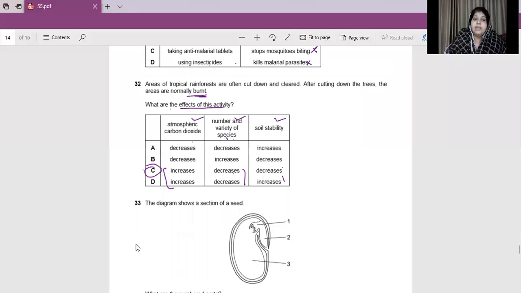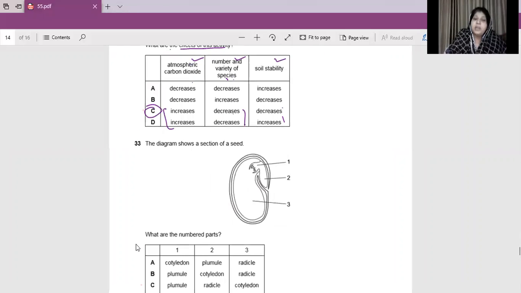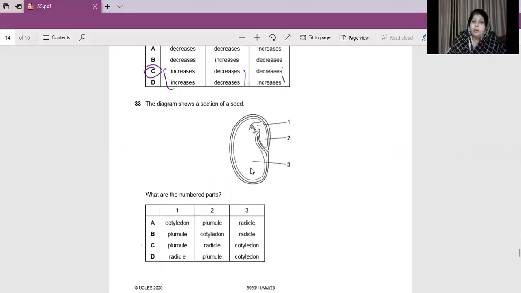The diagram shows a section of a seed. Three labelings are there. You have to find out. Number 3 is cotyledon. Something is going down, so it will be the root or radicle, and this is something that will turn into the plumule. So check this one. Number 3 is cotyledon. We have this option: number 2 is radicle, and number 1 is plumule. So this is the correct option.